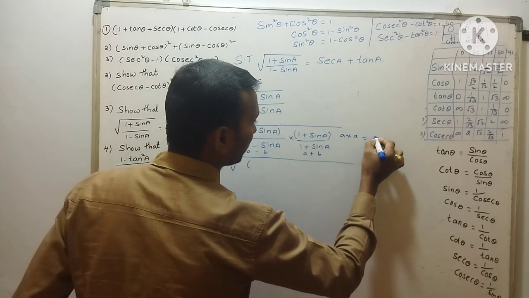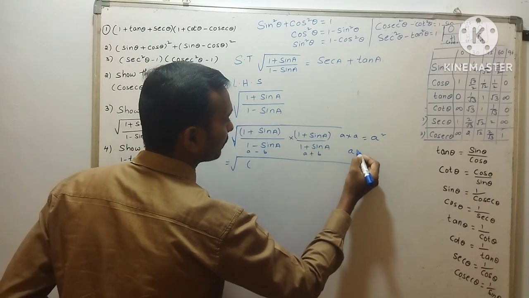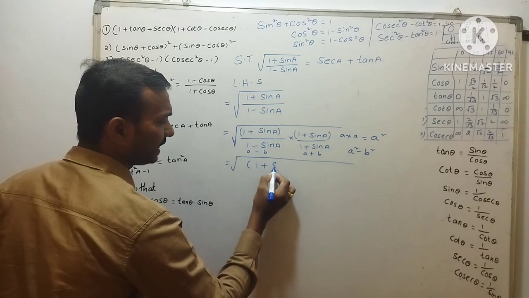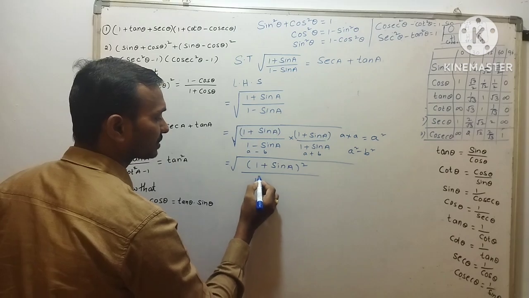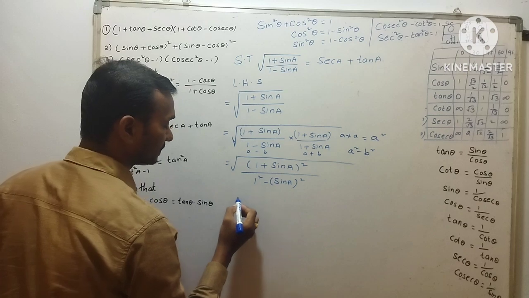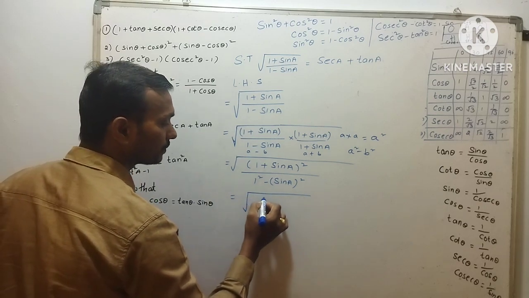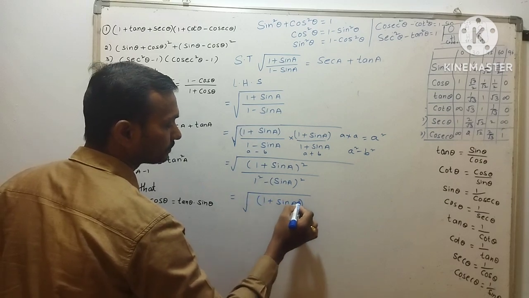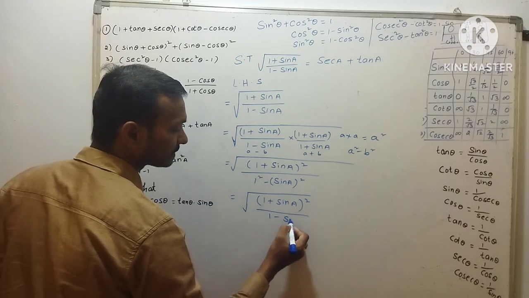That is nothing but a square. Denominator is looking like a minus b into a plus b, a square minus b square. So 1 plus sin A whole square is the numerator part. Denominator is nothing but a square minus b square. That is under root of 1 plus sin A whole square by 1 minus sin square A.